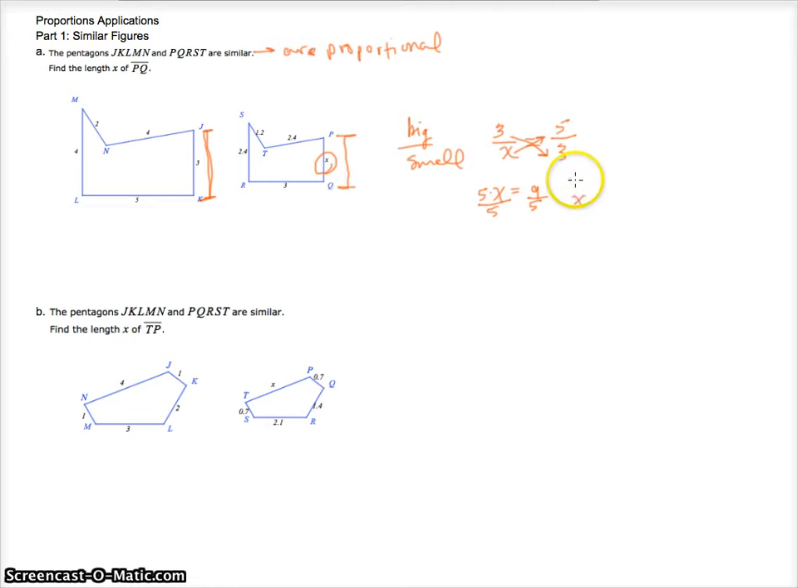And I'm going to use my calculator. If you have one of your own, I encourage you to type this in as well. 9 divided by 5, which is 1.8. So x is 1.8, which means that PQ is 1.8. So we set up a proportion and then we solved it.